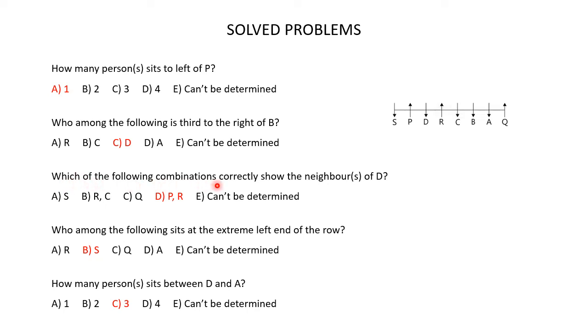Which of the following combinations correctly shows the neighbors of D? Here you are given 5 options and you have to find out which of these options is the correct one. So you have to find the neighbors of D. So D is here. Neighbors of D are P and R. So the correct option is option D, P and R.